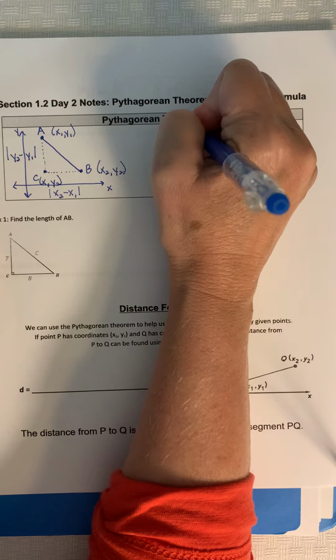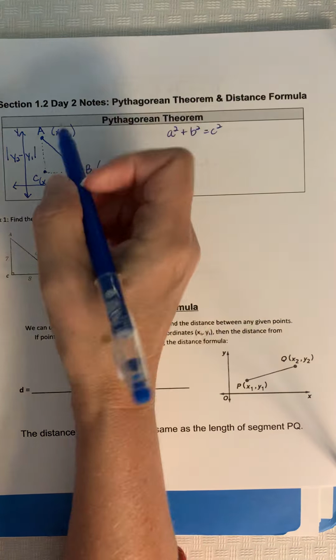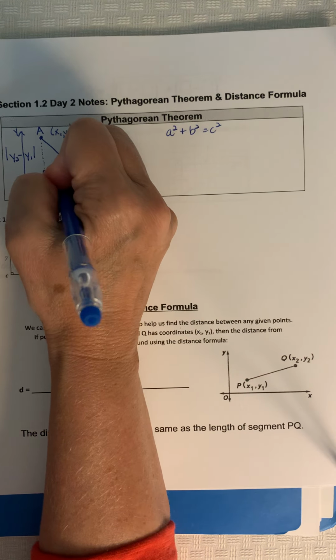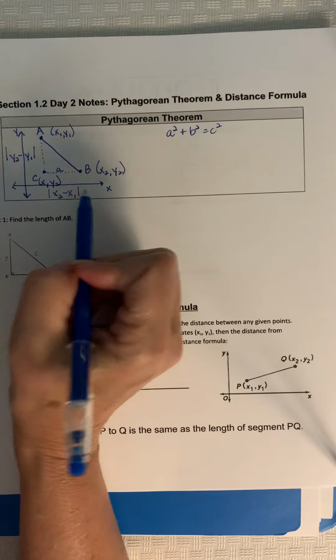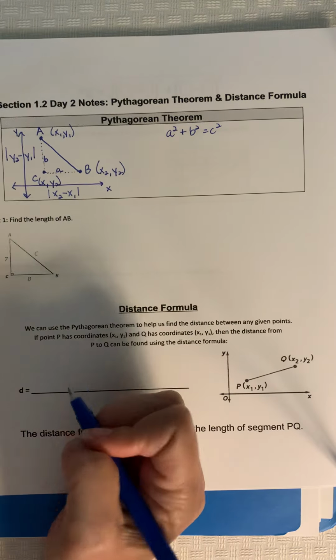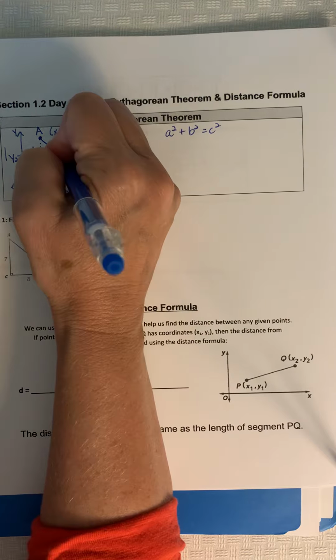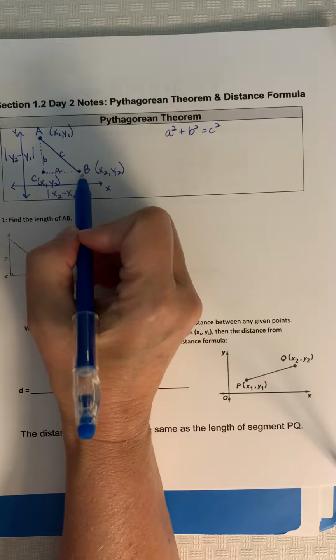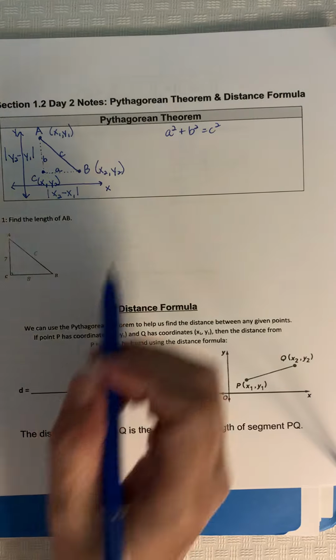And my Pythagorean theorem states that a squared plus b squared is equal to c squared. Well, my lowercase a is the length of the segment across from point A. My lowercase b is the length of the segment across from my point B, and my lowercase c is across from there. So I'm trying to figure out basically the length of that segment right there.